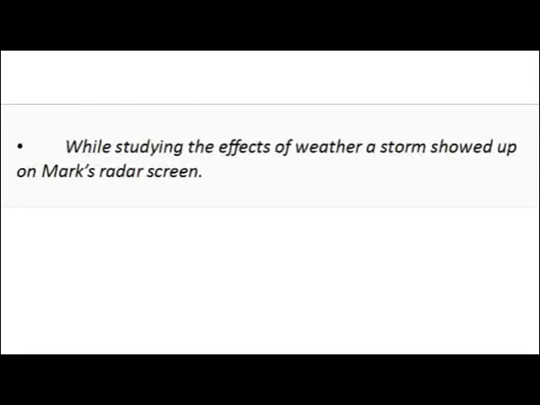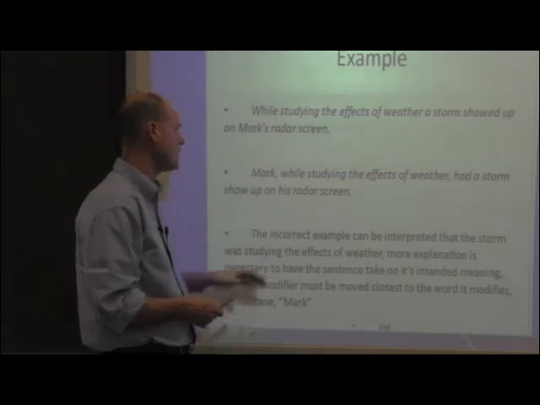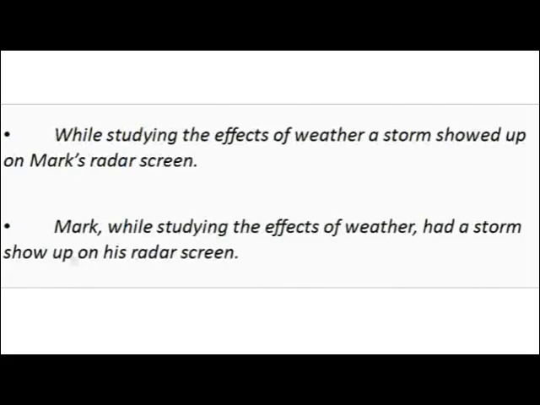Here's an example. While studying the effects of weather, a storm showed up on Mark's radar. The incorrect example can be interpreted that the storm was studying the effects of weather. More explanation is necessary to have the sentence take on its intended meaning. So the modifier must be moved closest to the word it modifies, so in this case it's Mark. So Mark, while studying the effects of weather, had a storm show up on his radar.